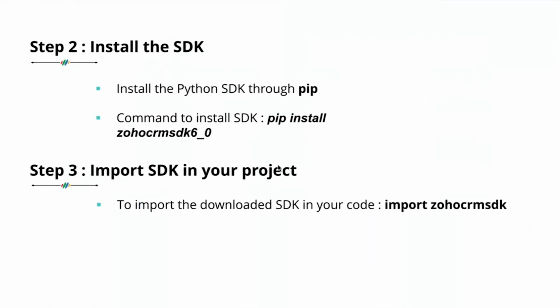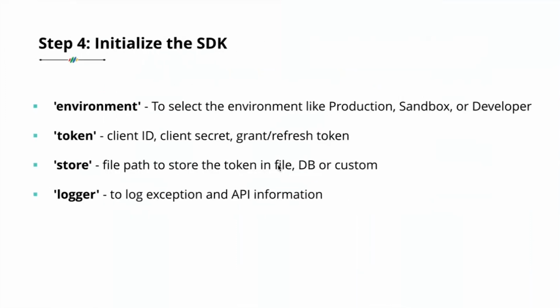Now I have imported the SDK. Coming to initialization, the SDK has to have a set of information for it to be able to make API calls. The important factors are: you have to give the SDK an environment, you have to give it the token, and you have to give it the store and then the logger. So what does each of these mean?